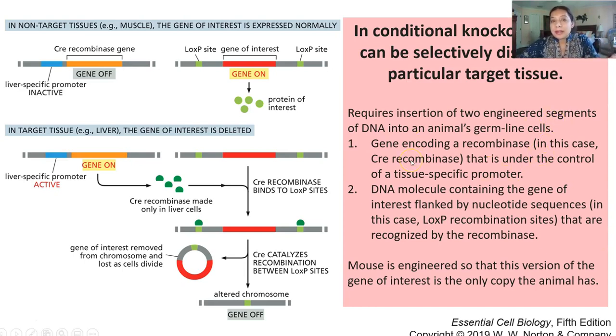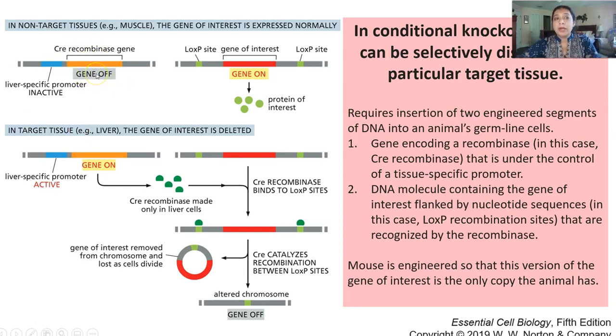Because again, it is going to be a more complicated, more step process, we want to make it very targeted, very clean, so that that's the only copy that the animal has. They don't have the normal one under their typical control, and they are able to examine its effect properly. So in this case, you have one construct that encodes a recombinase, which is usually the Cre recombinase.